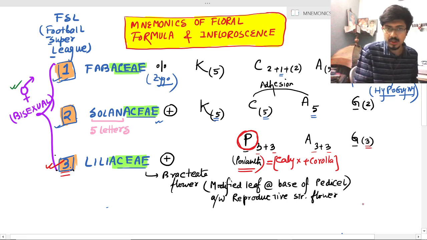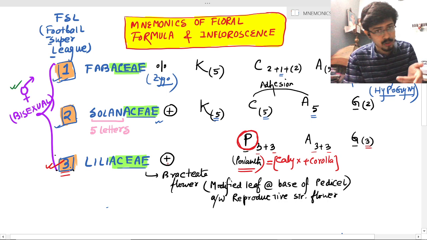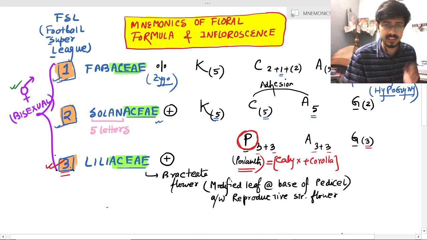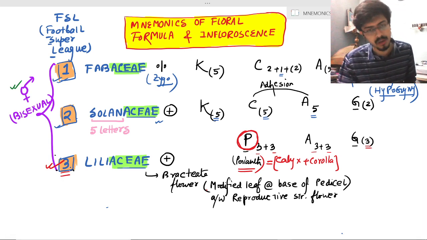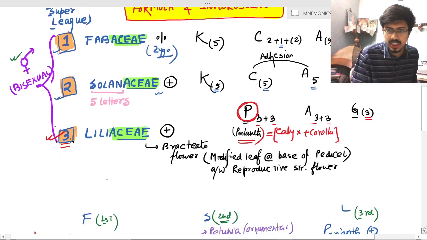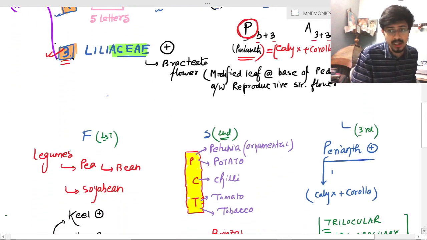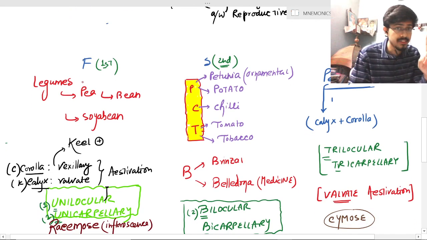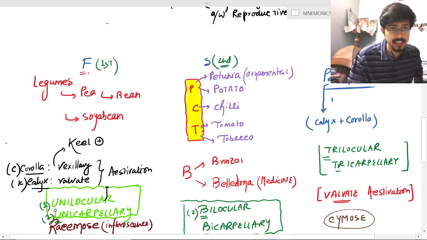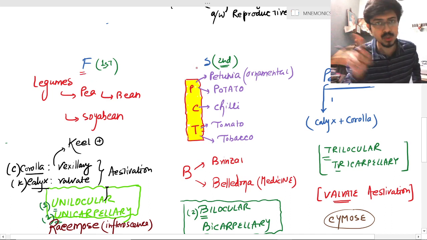One thing, it is actinomorphic. It is also known as a bracteate flower. A bracteate flower is nothing but a modified leaf at the base of the pedicel, associated with the reproductive structure, the flower. This is known as Liliaceae. I told you earlier the first serial number will be important. F is the first serial number of the formula, second is S for Solanaceae, F for Fabaceae, and L for Liliaceae.